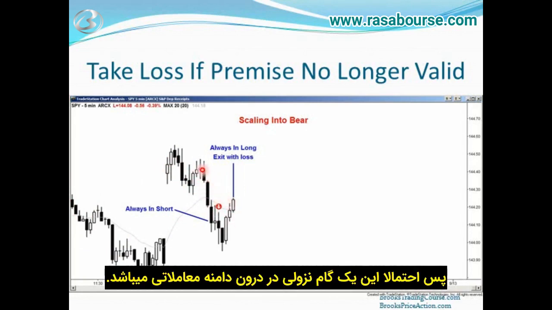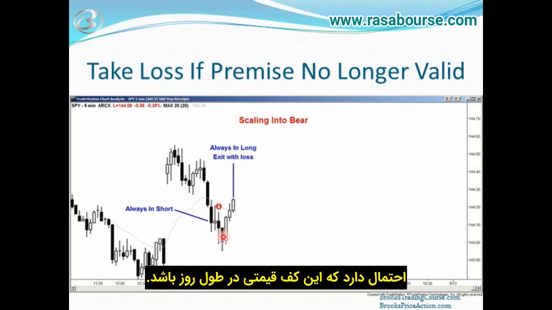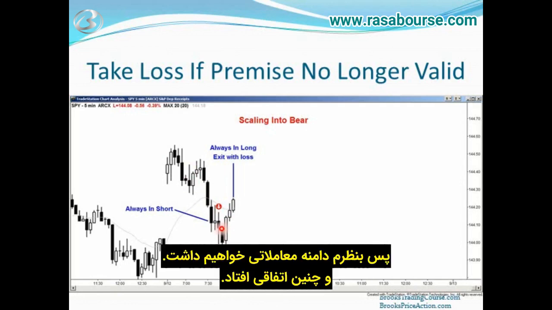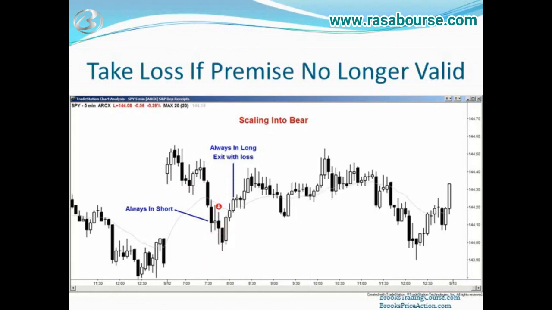So this is probably a bear leg within a trading range. It's possible that this is the low of the day, but a bear signal bar, that to me is not reliable. So I suspect that the day will be a trading range day. And this is how it ended up.